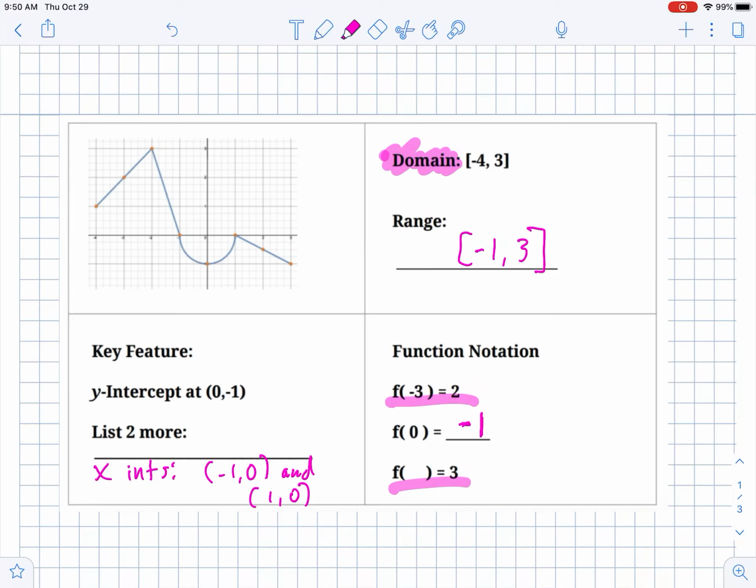This last one says, what would you put in to get an output of 3? So if you go up to 3 on the y-axis and trace it over, that means -2 is what you would put in.